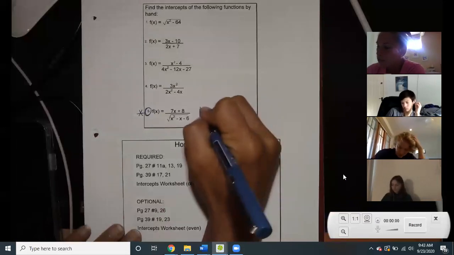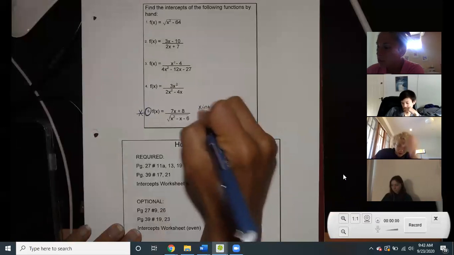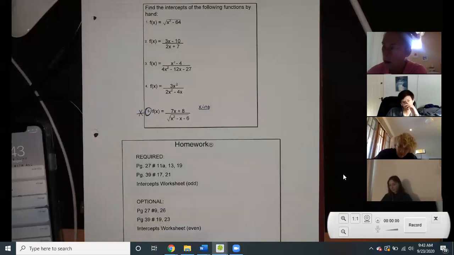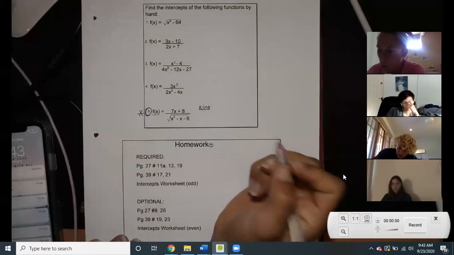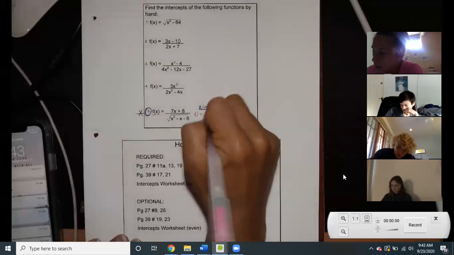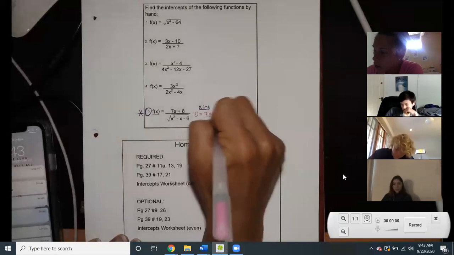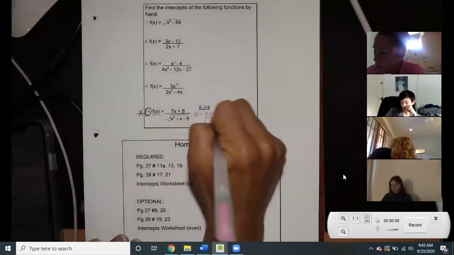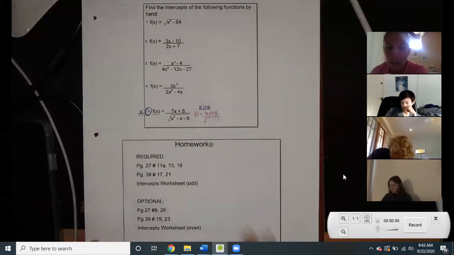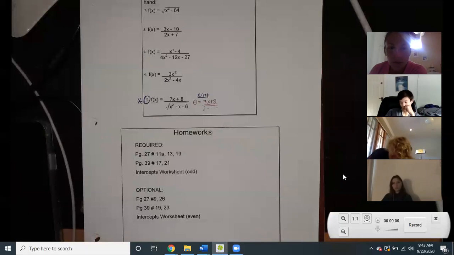So let's go ahead and find the x-intercept of this first. When we find an x-intercept, what do we plug in 0 for? Y, perfect. So f of x is kind of like y. So 0 equals (7x + 8) over the square root, blah, blah, blah. I'm not even going to write this out, because this is something that's going to save you some time.